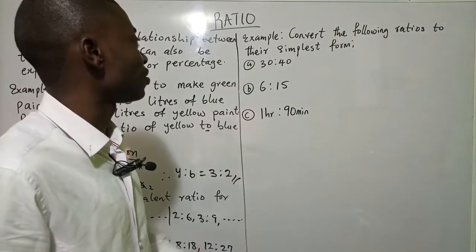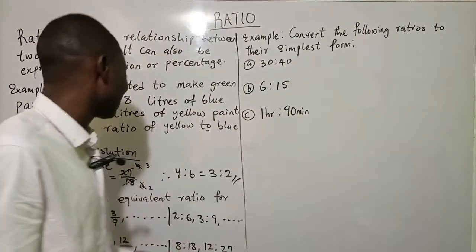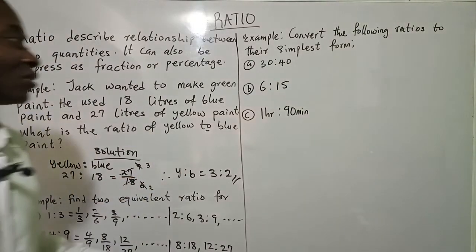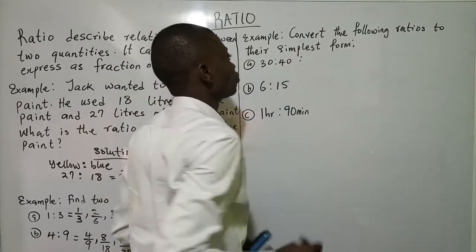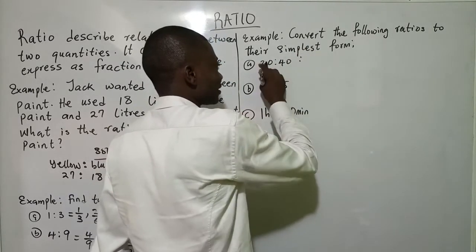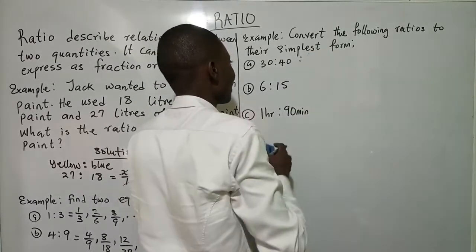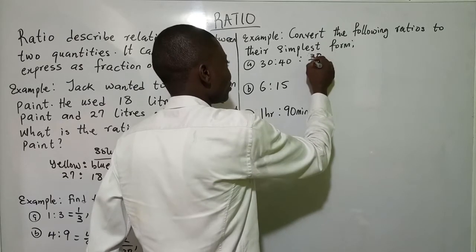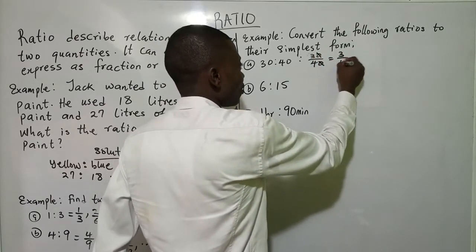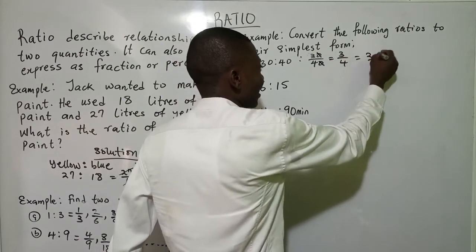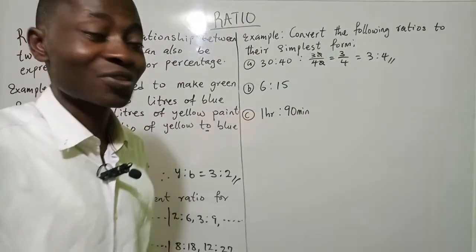The next question we're having here on the board says to convert the following ratios to their simplest form. We've actually done that in example 1, but let's just do it again here. So we should convert this now to its simplest form. Remember I said that 30/40 is the same thing as 30 over 40. So 0 cancels 0, leaving us with 3/4. So that is it. Very simple, not difficult at all.